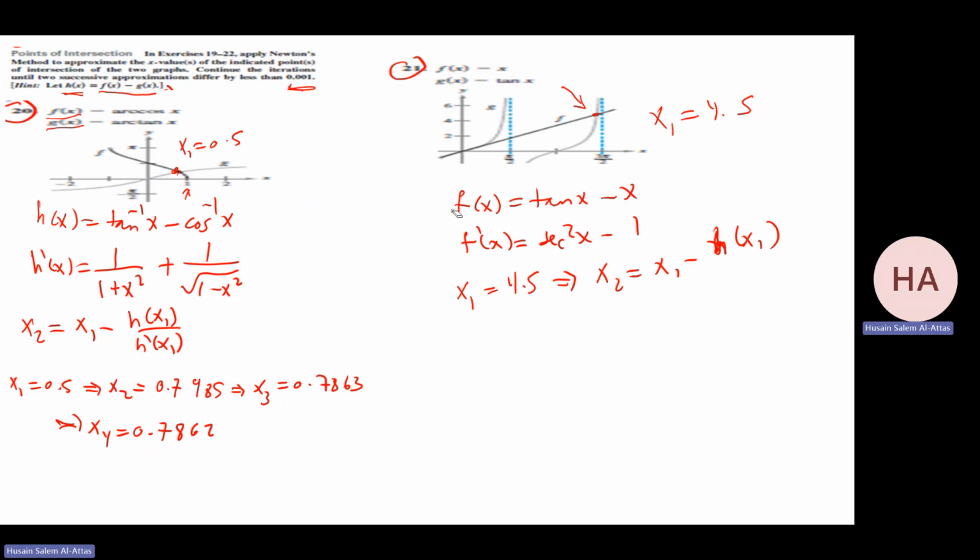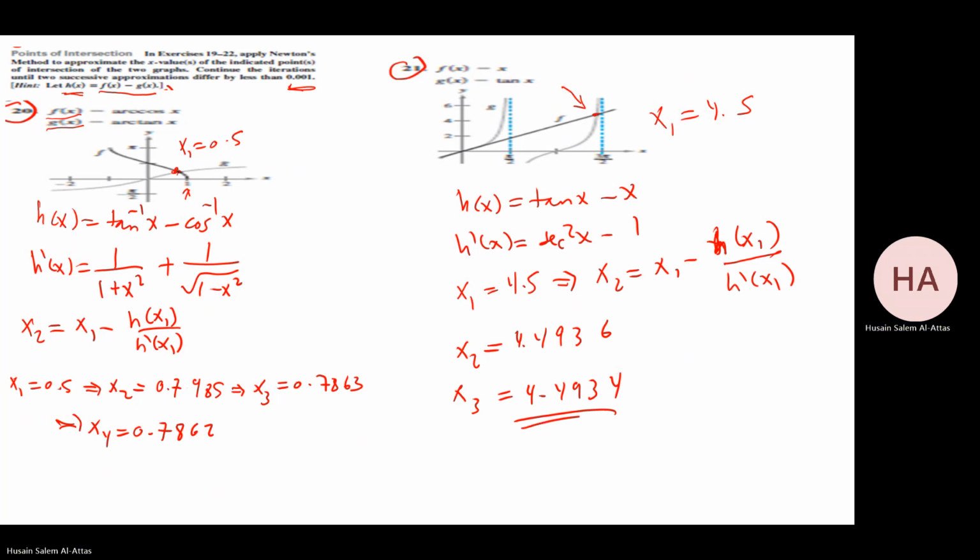No, not f. This is h, which is this minus, or this minus is the same, over h prime at x1. You will get x2 equal 4.4936 and x3 4.4334, which is what I want. The difference is less than 0.001. Okay.